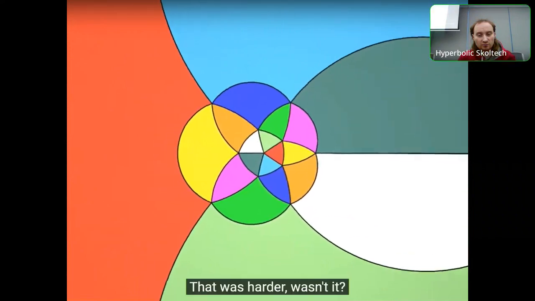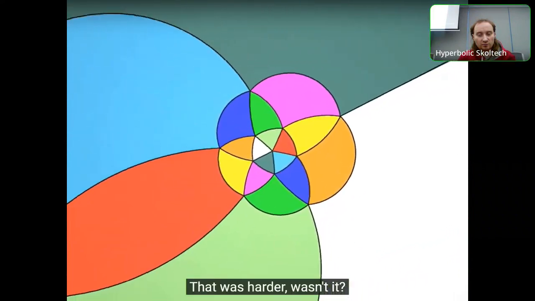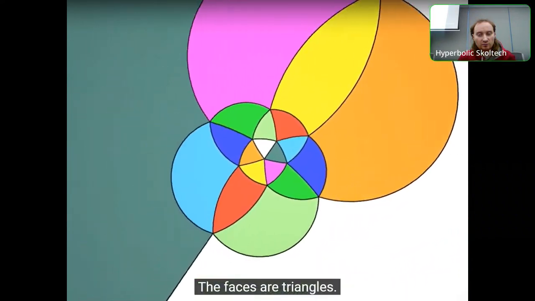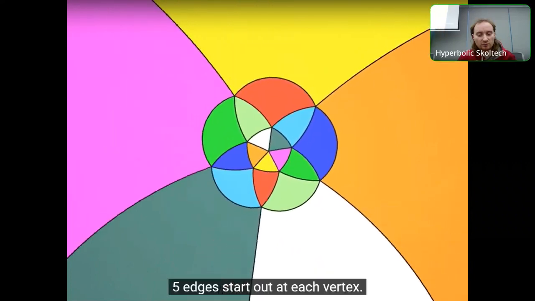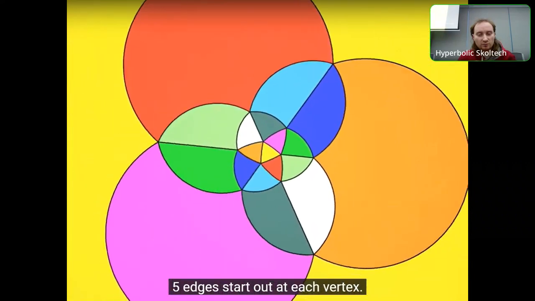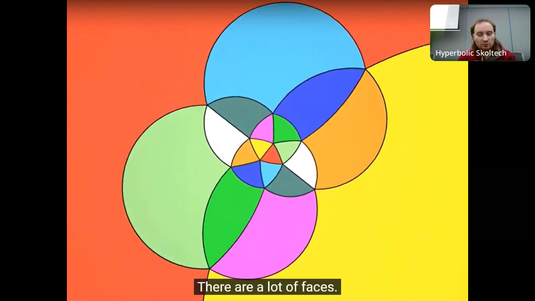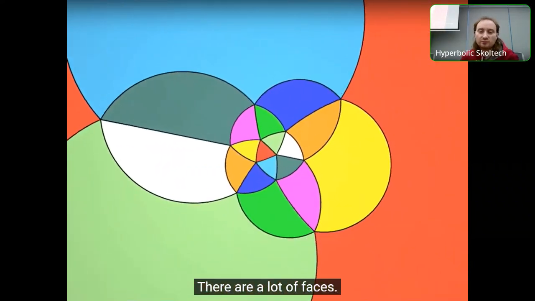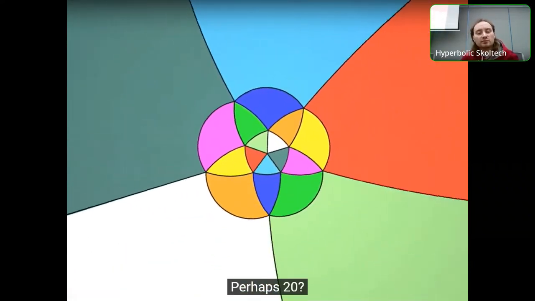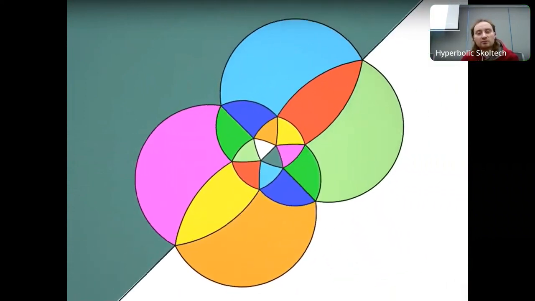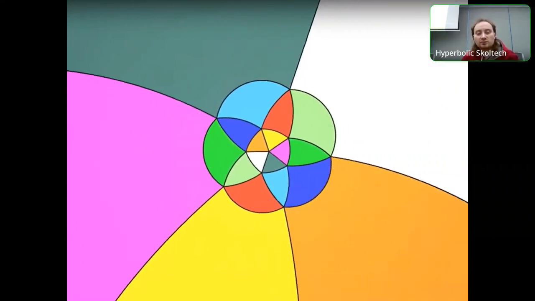That was hard, wasn't it? The faces are triangles. 5 edges start out at each vertex. There are a lot of faces, perhaps 20. It's an icosahedron. Well done.